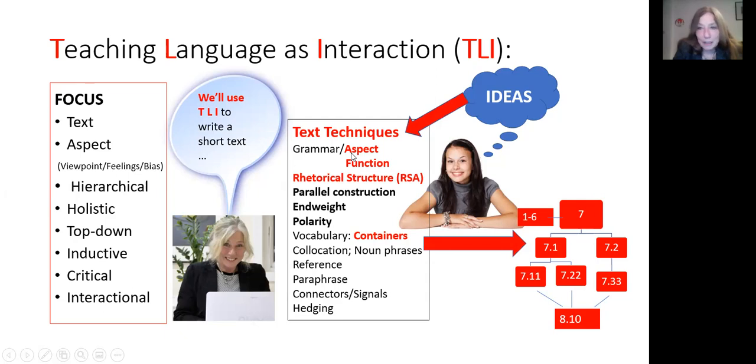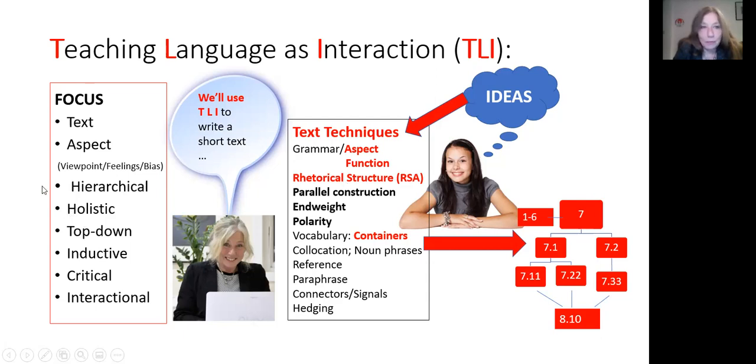The focus is on aspect, not tense, and on function, and also rhetorical structures. So it's a hierarchical view of text organization, not a linear one. This is from Mann and Thompson, from Systemic Functional Linguistics. There's a reference at the end of the presentation. I don't have time for that today.